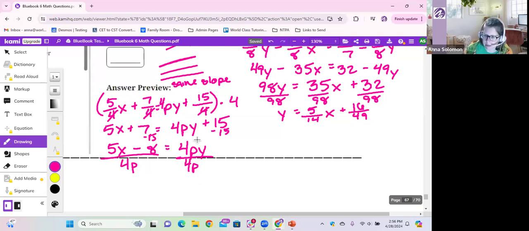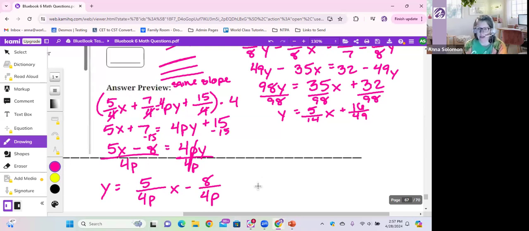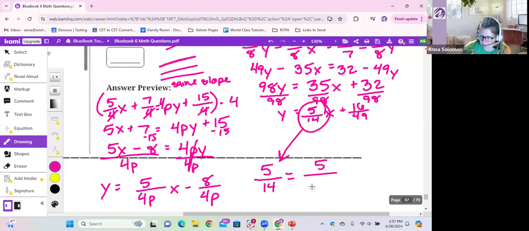And what's that going to give me? There's my y alone. And so that's going to be 5 over 4p x minus 8 over 4p. The most important thing at this point is we need the slopes to be the same. We know this one's slope was 5 over 14. So set it equal to 5 over 4p. It's starting to look like it's going to be messy, and that's how it is.